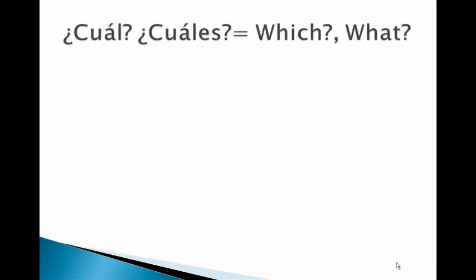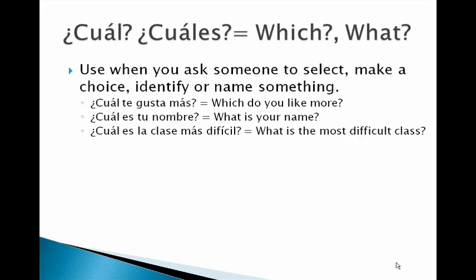Okay, so now we have cuál or cuáles, which means which or what. You're going to use this when you want to ask someone to select, make a choice, identify, or name something. And a lot of times, this word is used more as which, but in English we translate it as what. For example, ¿cuál te gusta más? Which do you like more? And you have some choices.